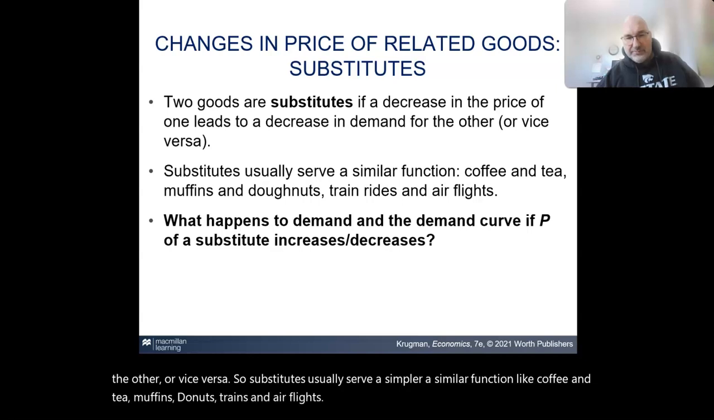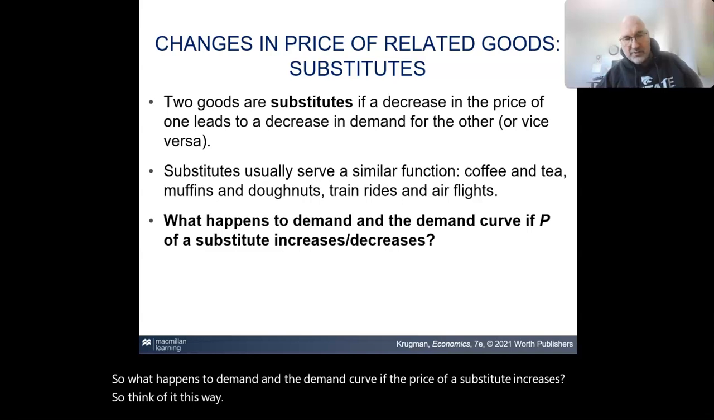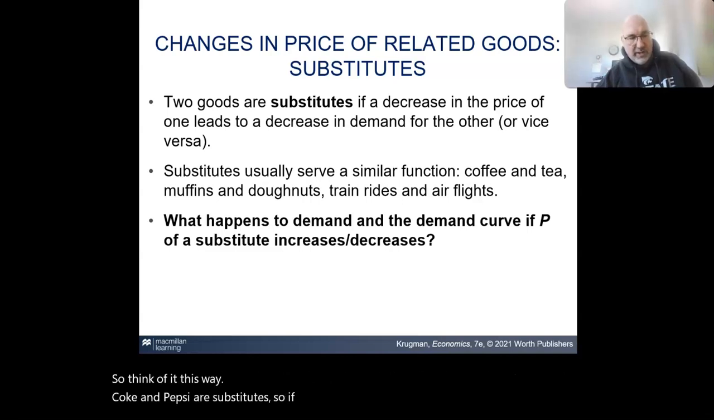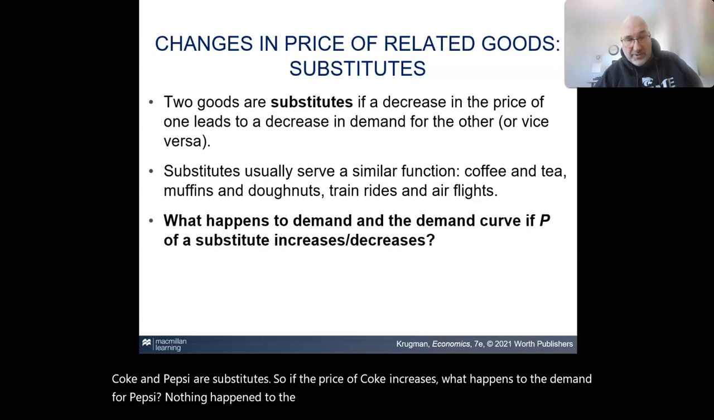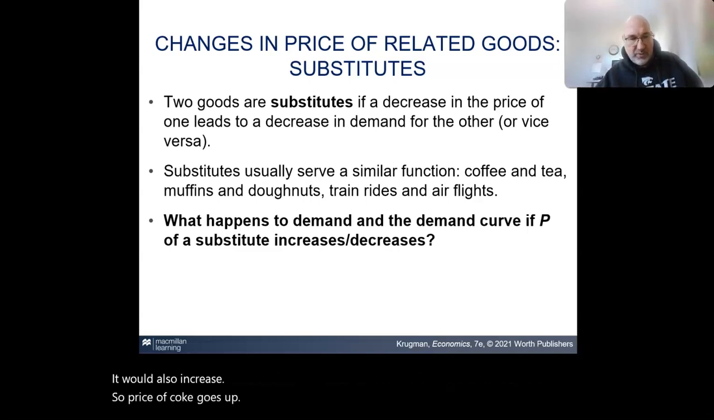So what happens to the demand curve if the price of a substitute increases? Think of it this way: Coke and Pepsi are substitutes. If the price of Coke increases, what happens to the demand for Pepsi? Nothing happened to the price of Pepsi, but the demand for Pepsi would also increase. So the price of Coke goes up, the demand for Pepsi goes up.